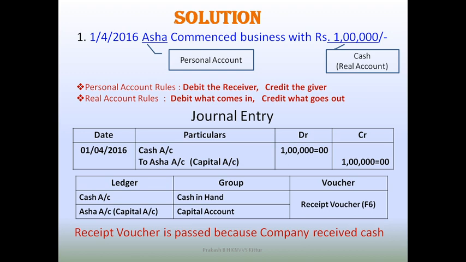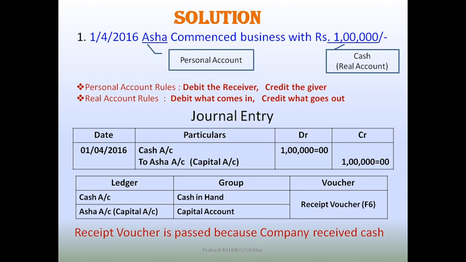Therefore we have to create an Asha account. Asha account comes under the personal account. And then she invested the amount in cash. The cash is being invested in the company, so this is a cash account. It comes under the real account. Before entering these transactions, first we have to know about the accounting rules. For the ledger Asha, it is a personal account. The personal account rule says: debit the receiver, credit the giver.